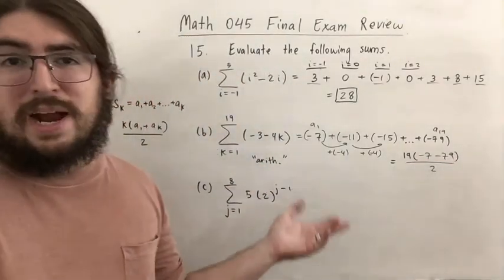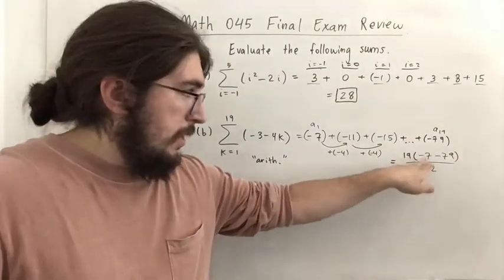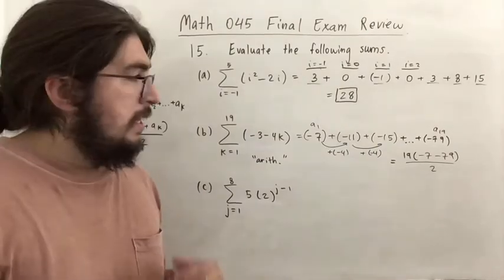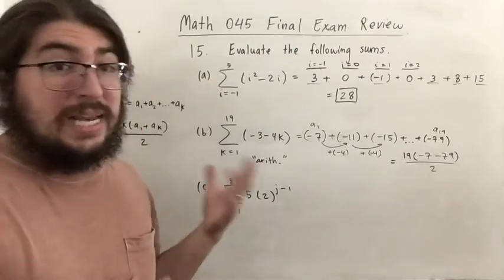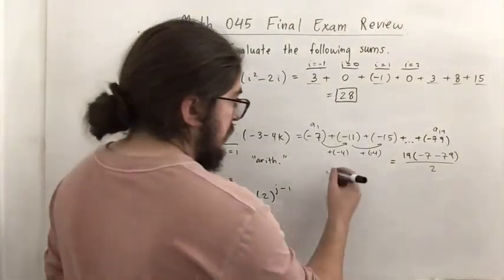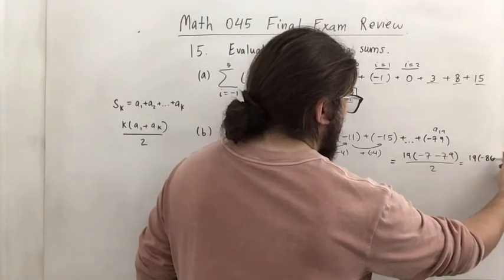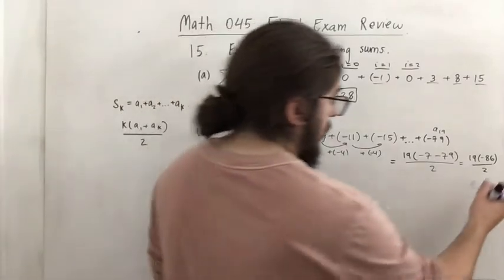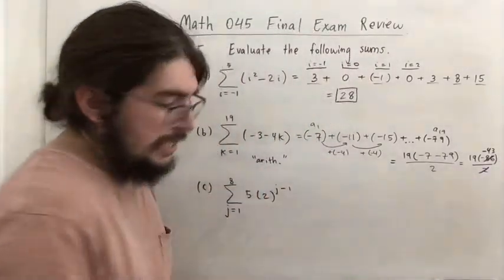So it looks like it's a fraction, which is weird, but notice 19 is odd, so it doesn't cancel here. But negative 7 minus 79 is actually even. It's kind of like 7 plus 79, that's 86. So that's negative 86. So this ends up being 19 times negative 86 all over 2. 2 goes into 86 43 times. So that's negative 43 times 19.